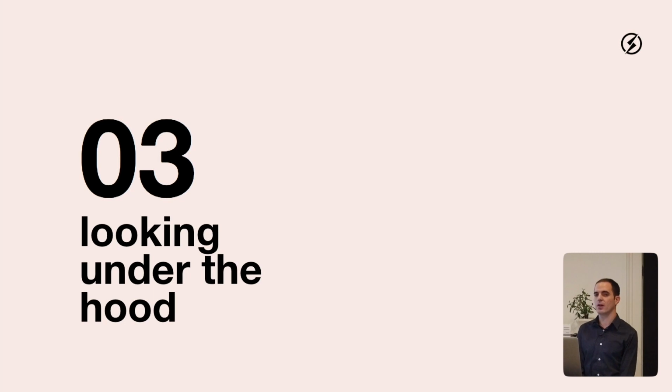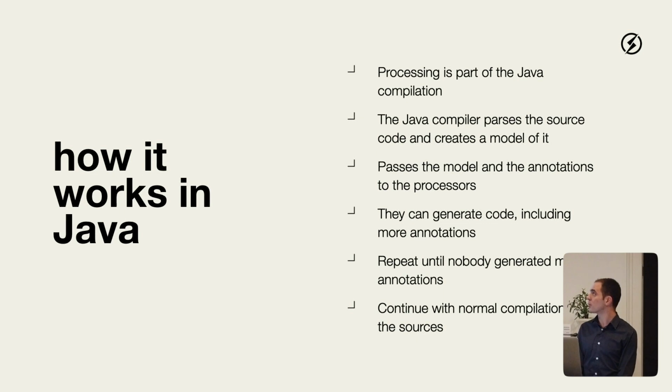So we've seen annotation processing examples and what is annotation processing, but let's see how it is working under the hood. So annotation processing is actually, at least in the Java world, part of the Java compiler. Unfortunately, we have to talk about the Java annotation processing first because the Kotlin annotation processing is totally based on the Java annotation processing. So to understand the Kotlin one, we have to first understand the Java one.